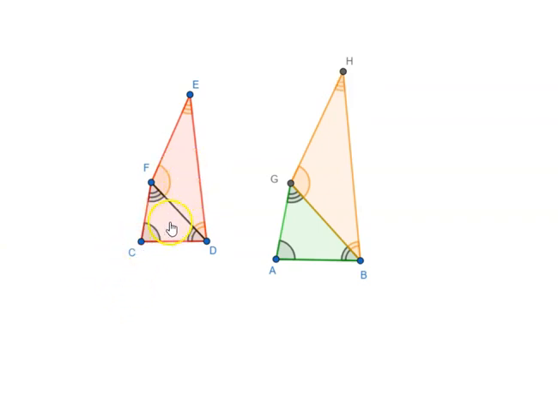Now, remember, we are not talking of individual triangles. We are interested in the overall figure. So here, if you look at angle CFE, that is the sum of these two angles. Angle AGH is the sum of these two angles. Since these two angles are equal to these two angles, that means their sums are also going to be equal. So that means angle CFE is equal to angle AGH.